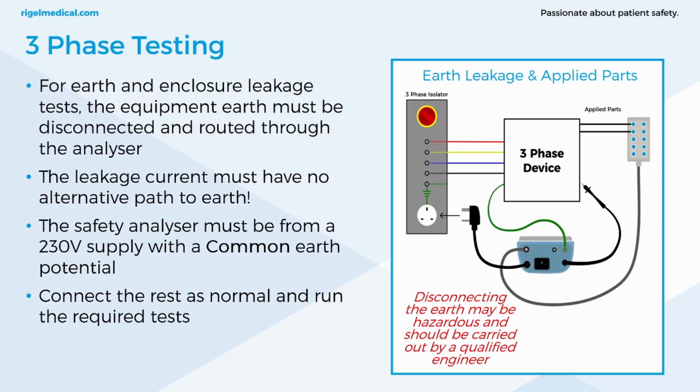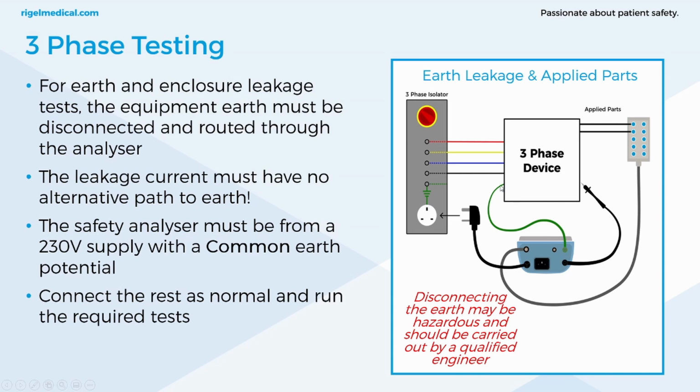Okay, so for earth and enclosure leakage tests, the equipment earth must be disconnected and routed through the analyzer. Leakage currents can be measured through the safety analyzer, provided the leakage current has no alternative path to earth. This is because the safety analyzer measures the leakage current through a 1 kilo ohm body model.